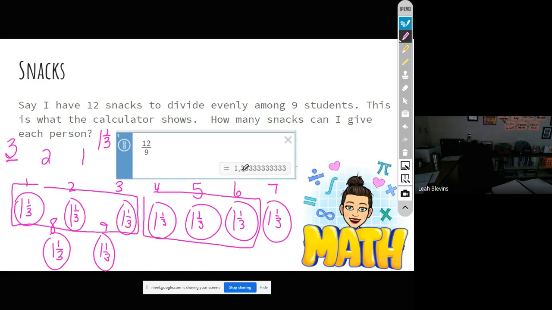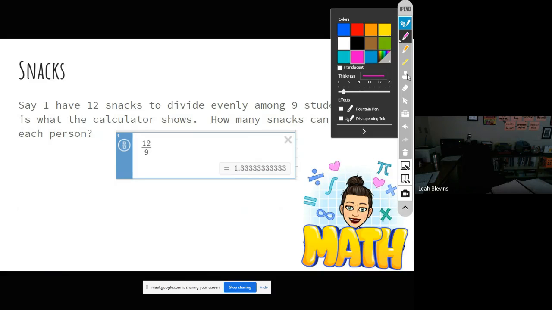So 0.3 repeating is the same as 1/3. And you will see this over and over and over and over again. 0.6 repeating. What do you think it's the same as? 2/3. Since it's just this doubled, it's 2/3. Does that make sense? And these are fractions that you will see over and over again.